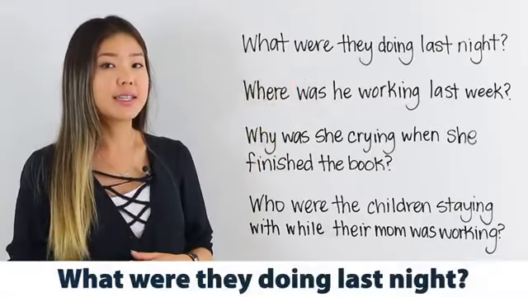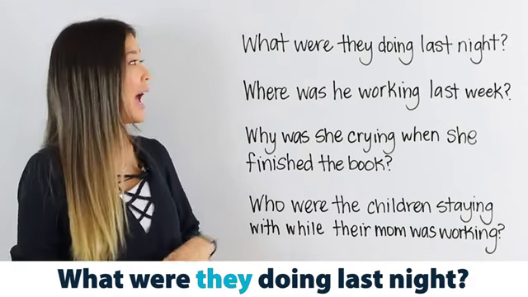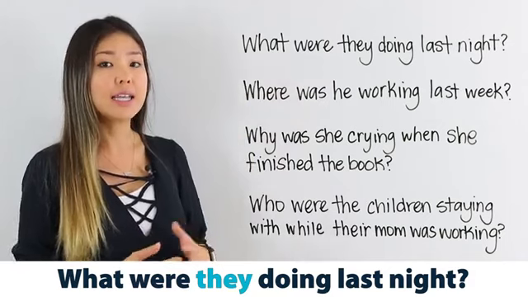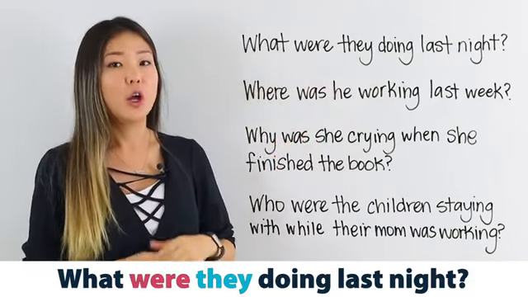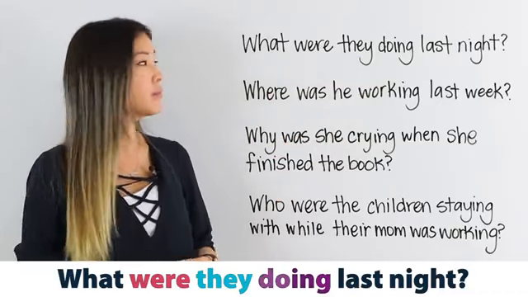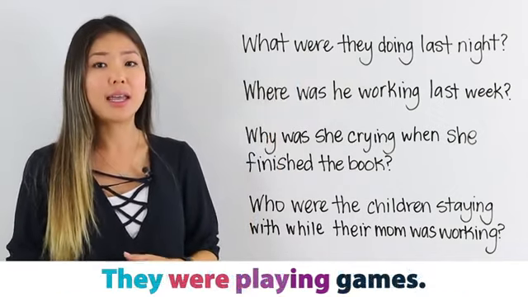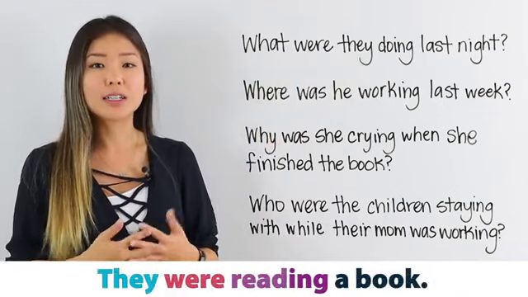The subject of this sentence is they. So what you do is, after the WH word, you put the proper be verb. In this case, were. What were they doing last night? You'll notice that after the subject comes the verb ing. What were they doing last night? I can answer by saying they were playing games or they were reading a book.